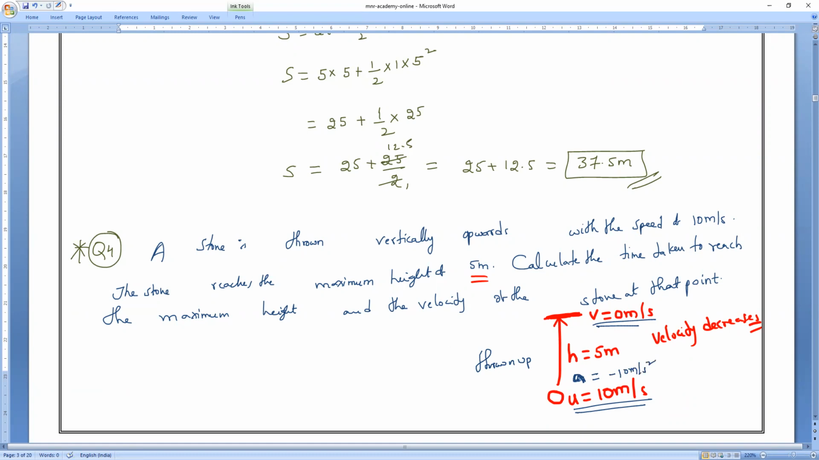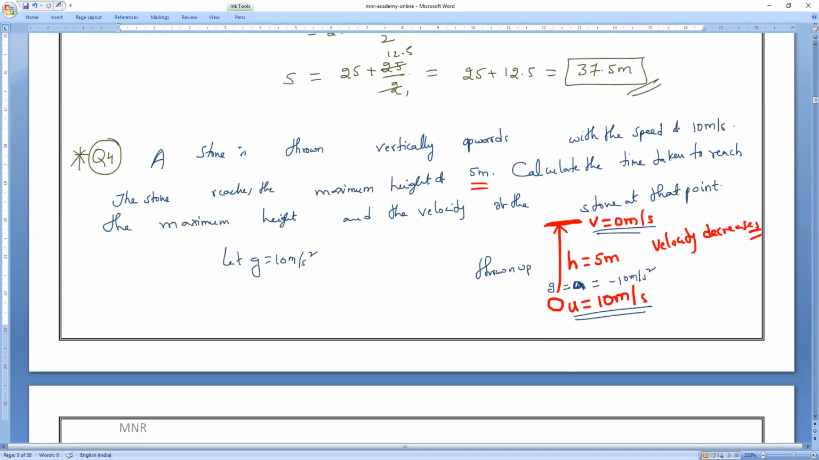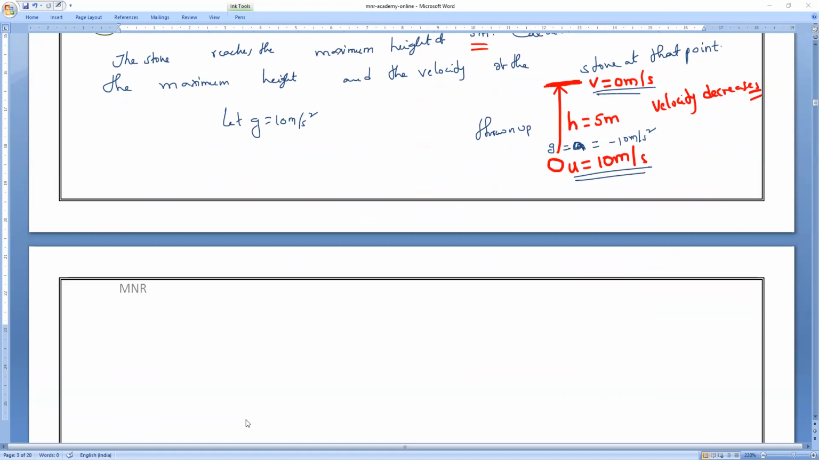So a is equal to what? We should not take a, instead of a we have to take g. Understand? So let the g value be 10 meter per second square. But here are we taking minus 10 or plus 10? Minus 10. Why? If a ball is thrown against gravity, understand, Mr. Lingesh? We have to take the g value as minus 10 meter per second square. Okay, everybody, please respond.